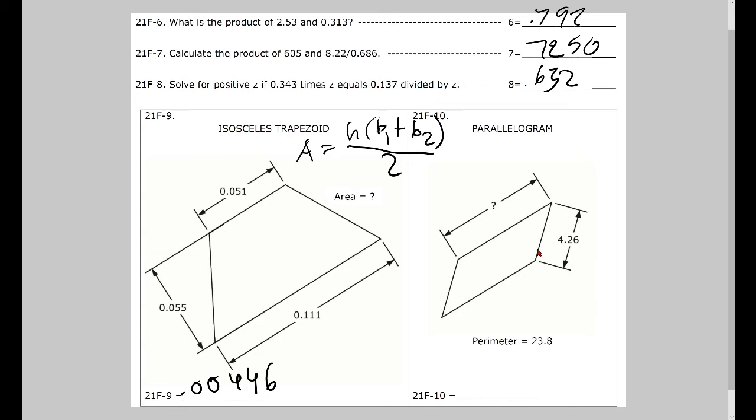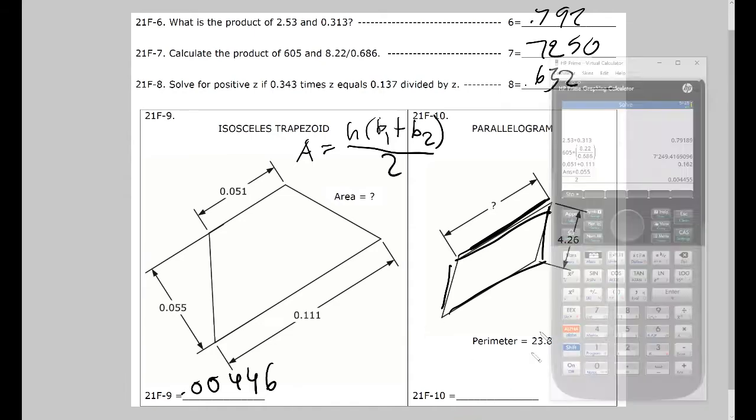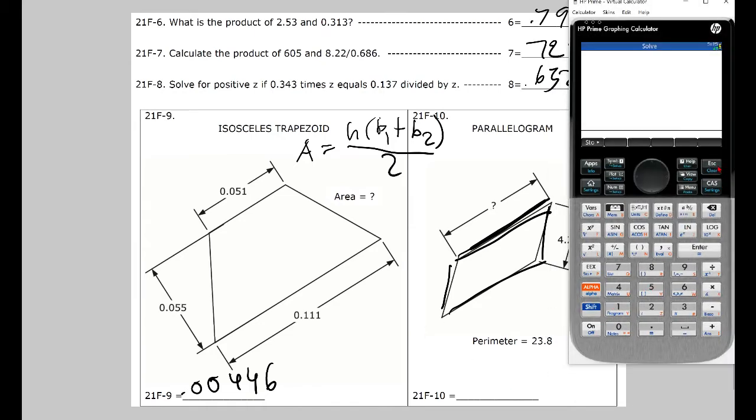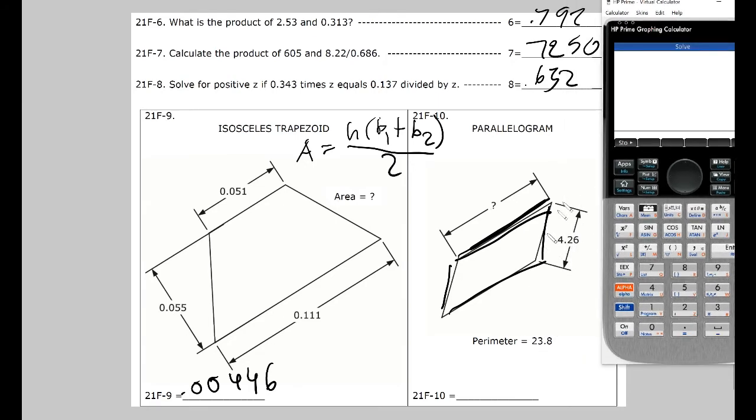Then finally, on number 10, all we have to do is, the perimeter is 23.8, right? So this plus this plus this plus this should be all 23.8, right? And we need the length of one of these. So I'm just going to think about it and say, okay, if the whole thing is 23.8, then I'm going to want to take out these two short sides, right? I'm going to want to take out these 4.26s.